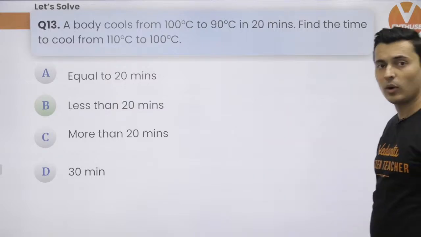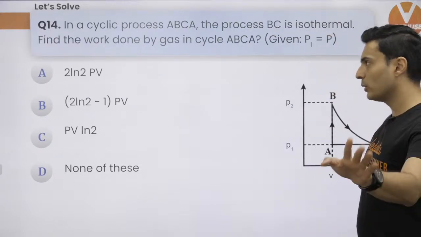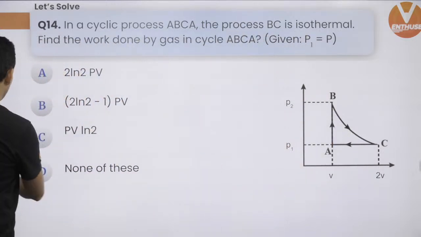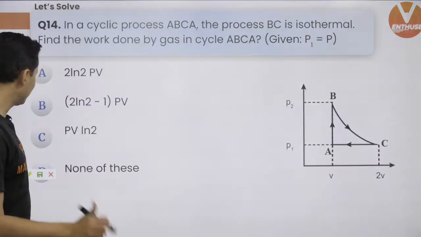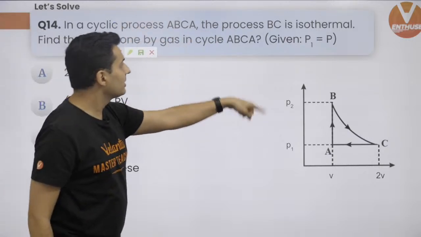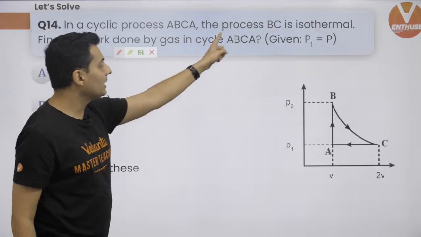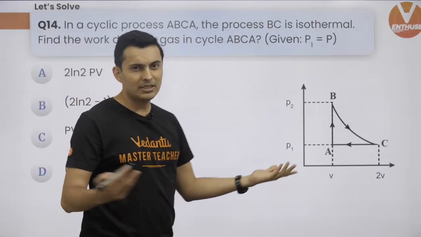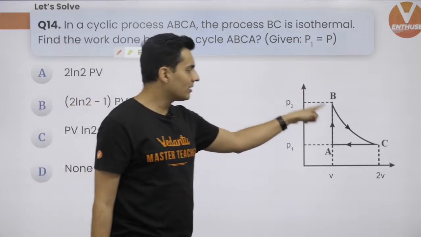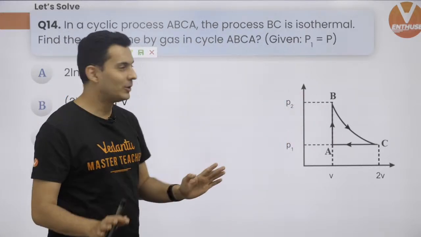So the correct answer was B, like you just saw. Cool. Here is question number 14. Now you need to calculate this a little bit, so let's see how to do this one. The question is, in this process, BC is isothermal. Find the work done in that complete cycle. That means you need the area. But you cannot calculate the area because it's not a triangle. Don't be a fool and calculate the area of that triangle. You will not get it.